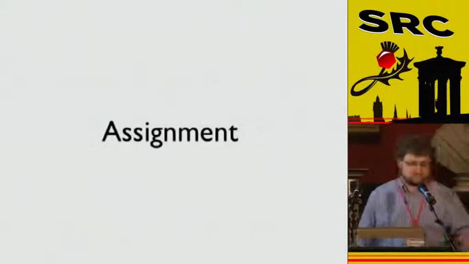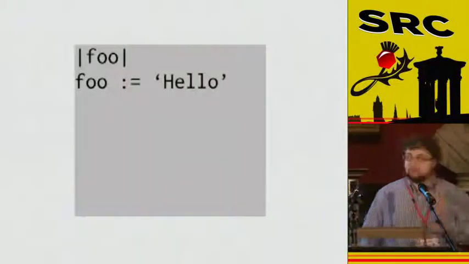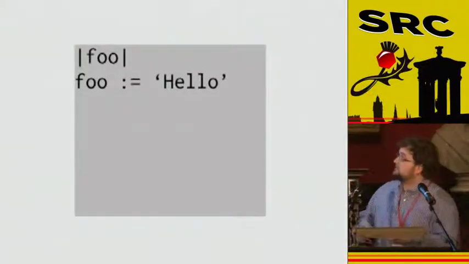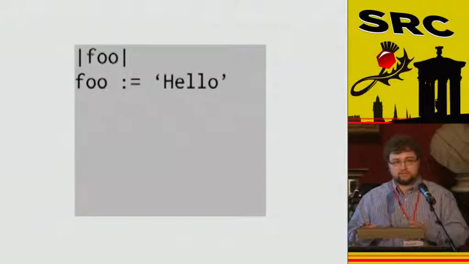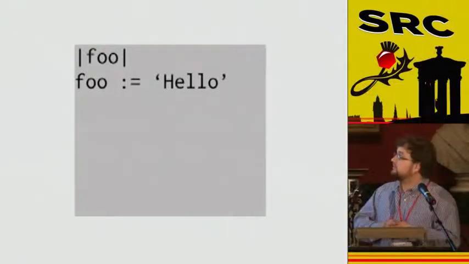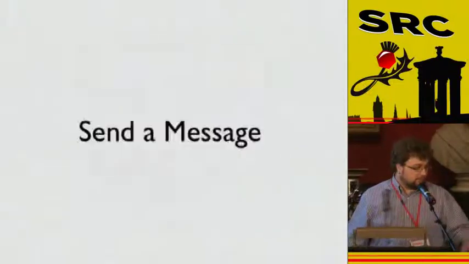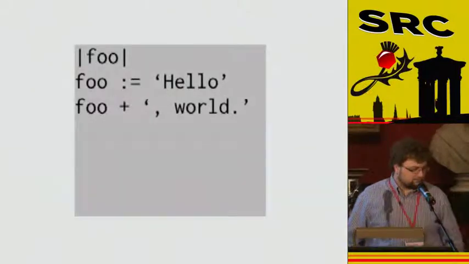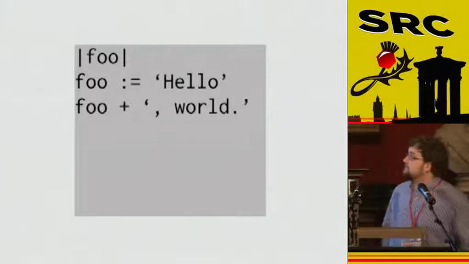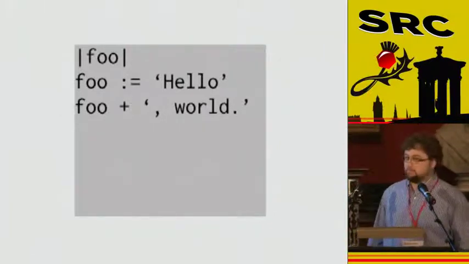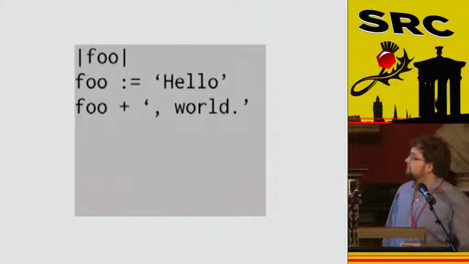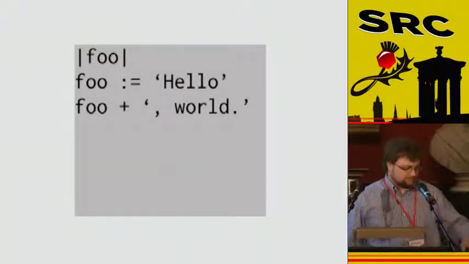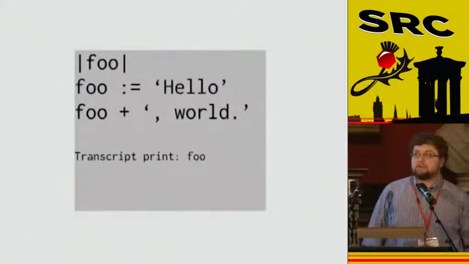Once you have a variable, you'll want to assign something to it, and you do it with the colon equals operator. In Smalltalk, comparison is with a single equal sign, not the double equals, so assignment is colon equals. And then once you have an object assigned, you can send it a message. Here we're sending it the plus message, which calls the method called plus on the foo object, and that is for string concatenation. Once you have a string, you can tell the transcript object to print it.